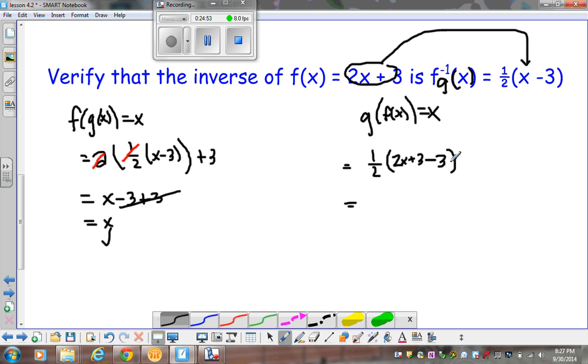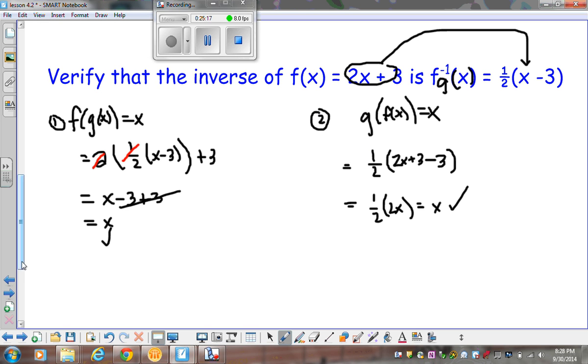So it's 1/2 times (2x + 3) minus 3. Similarly, 3 minus 3 is 0. So I've got half of 2x. Well, half of 2 is just 1, or 1x. So once again, they are inverses. So we verified that. We did f of g of x, that's the first thing we can do, and then we did g of f of x, or just plugged my original back into my inverse. So that's looking more at an algebraic approach.